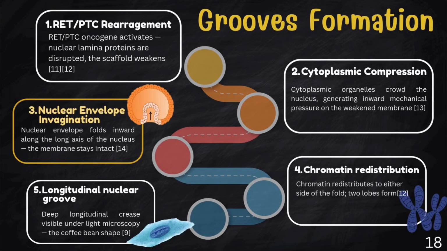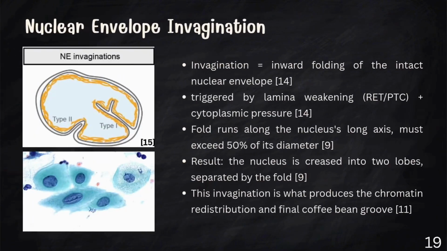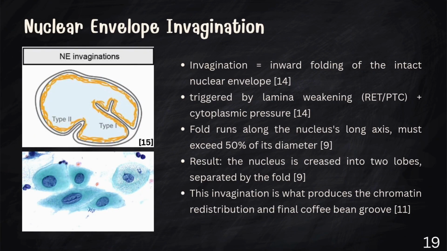So now we move on to the third step, which is nuclear envelope invagination. The term invagination means an inward folding of a structure. In this case, the nuclear envelope folds inward, but it is important to note that the membrane does not rupture or break. It remains completely intact. So what causes this folding? The process begins with activation of the RET-PTC oncogene, which alters signaling pathways within the thyroid follicular cell.